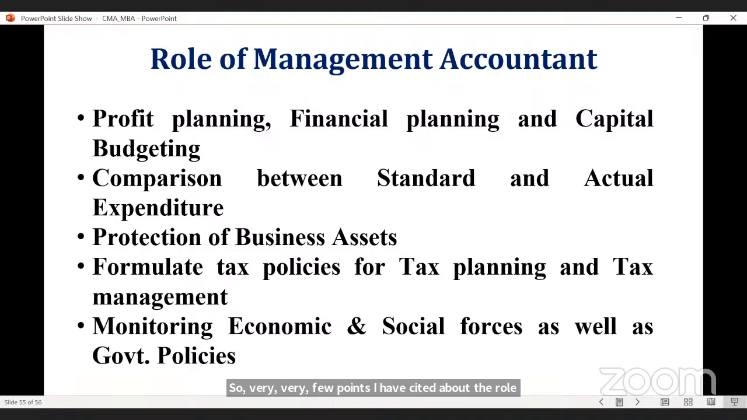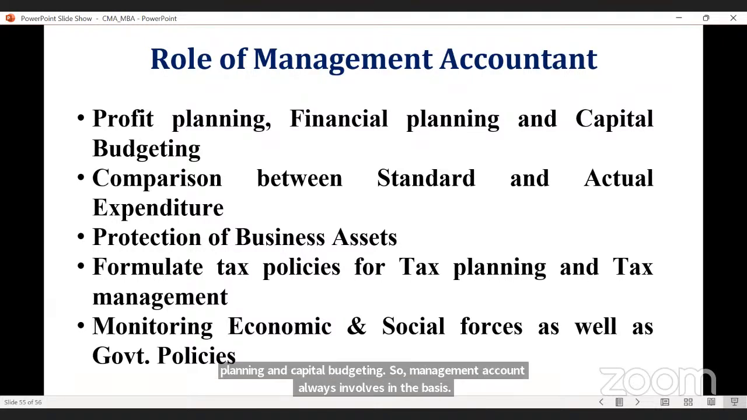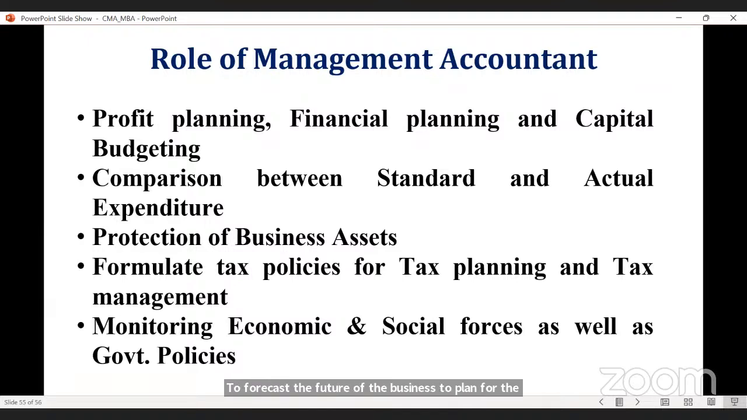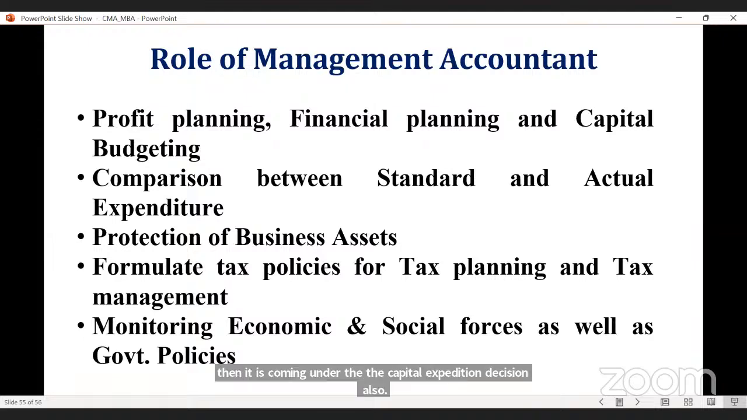The first role is profit planning, financial planning, and capital budgeting. So the management accountant is always involved in the business to forecast the future of the business, to plan for the profit. What is the profit requirement of the business in the next quarter, next year? On the basis of that, it will plan for the profit. Again, it will also go for financial planning. Financial planning means where to raise the fund, how to raise the fund, when to raise the fund, how to utilize those funds. So whenever we are talking about utilization of those funds, then it is coming under the capital expenditure decision also. That is capital budgeting.